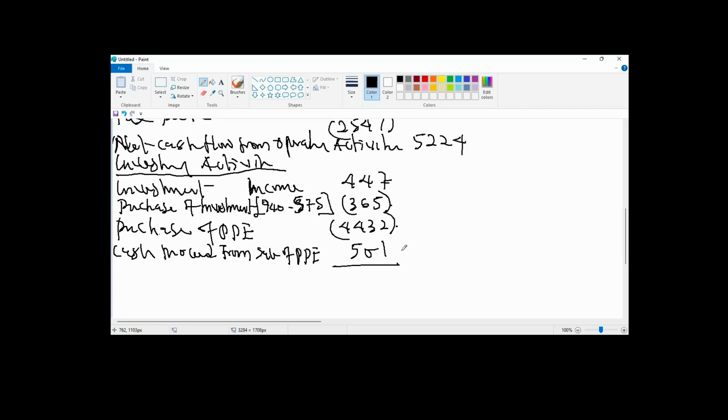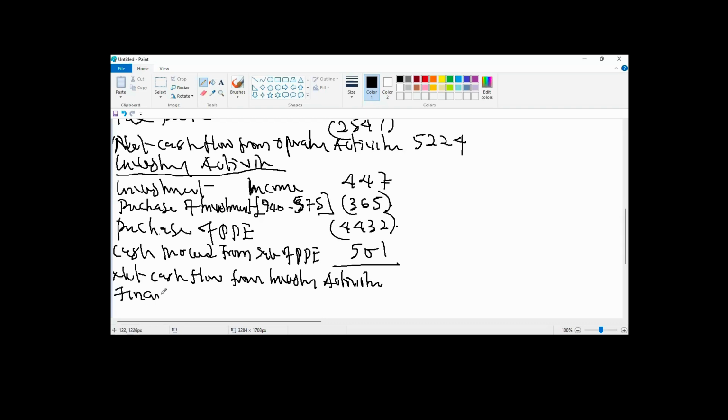Then investment income. I'll just sum it up. This is going to give me the net cash flow from investing activities. What is the net cash flow from investing?